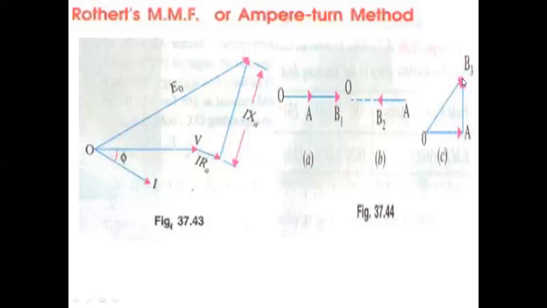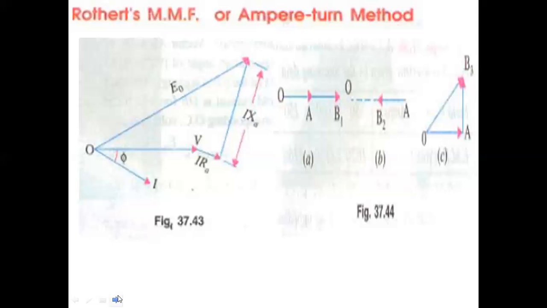And the vector sum of OA and OB3, these are drawn at right angles to OA, that becomes AB3. So in the general case, this is based upon the discussions I have done before. This is on unity, lagging, and leading.